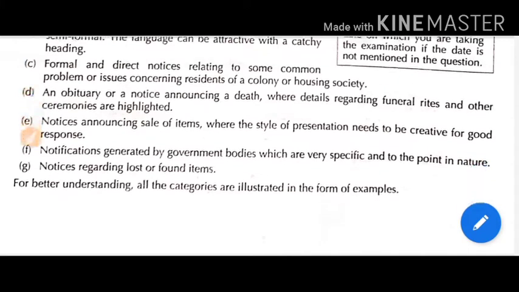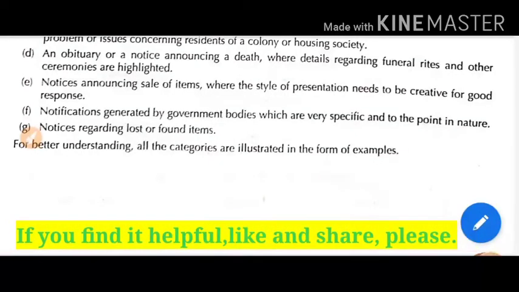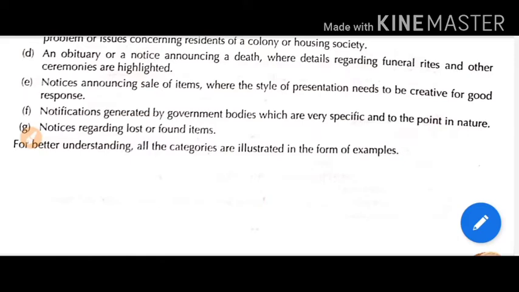Tone always matters. Okay, an obituary or a notice announcing a death where details regarding funeral rites and other ceremonies are highlighted. Notices announcing sale of items where the style of presentation needs to be creative for good response. Notifications generated by government bodies which are very specific and to the point in nature.